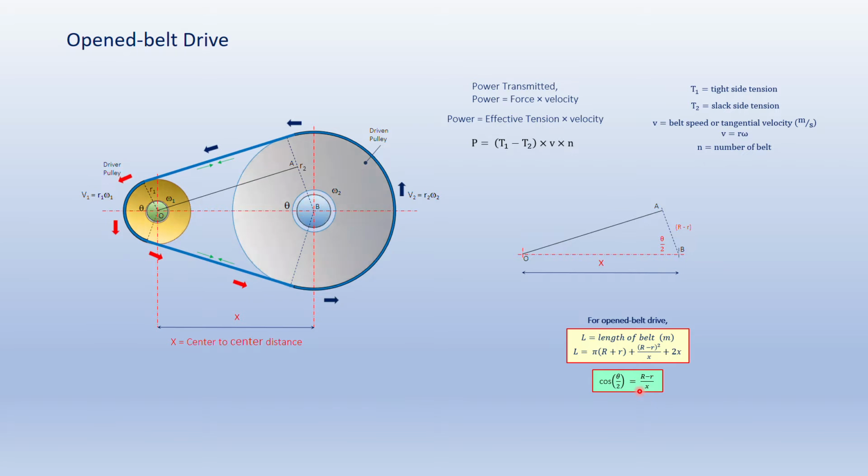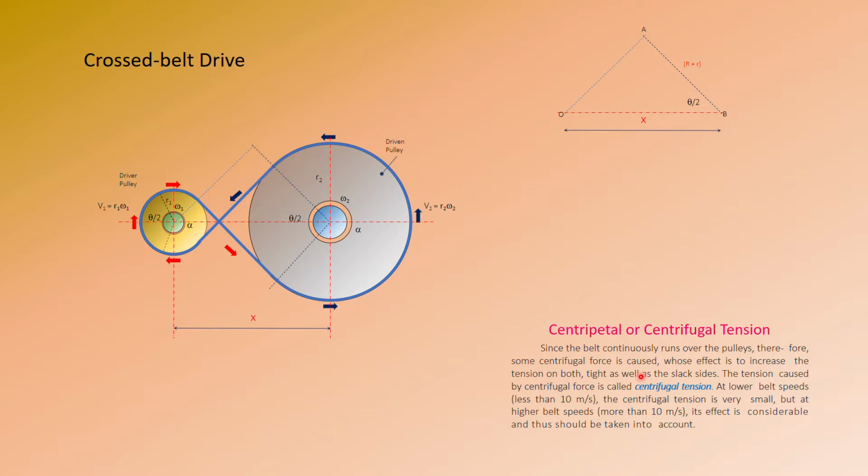This is the formula that you use to find the angle theta, or the angle of lap or angle of wrap. How do we get this formula? You have to refer back to the right angle triangle above. Cosine of this angle is adjacent over hypotenuse. The adjacent is R minus r, and the hypotenuse length is X. That is why you have this formula to find the angle of lap or wrap if the question does not give us theta. And remember, theta must be converted into radians.